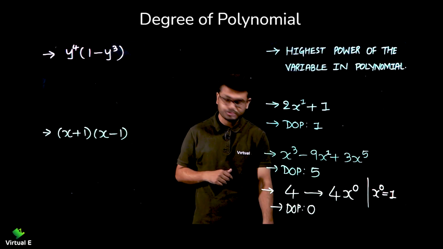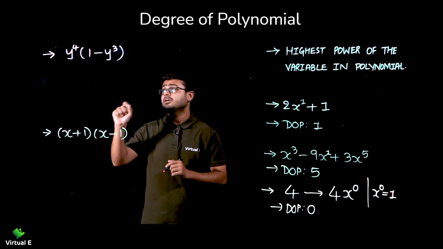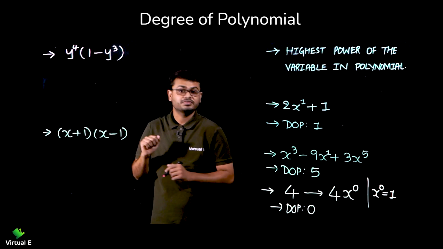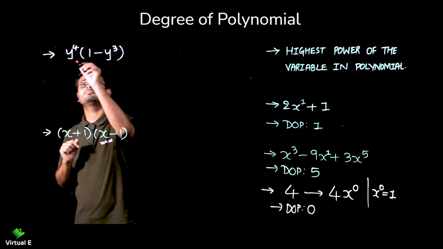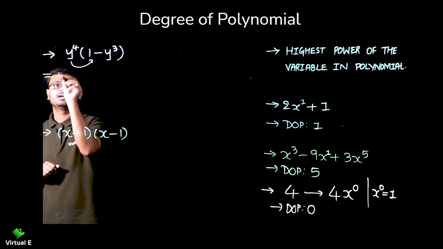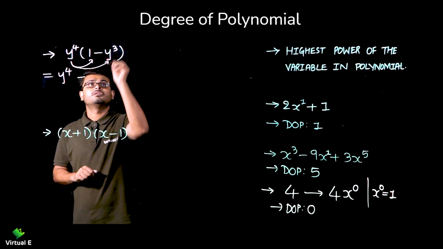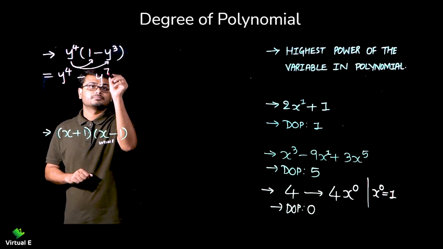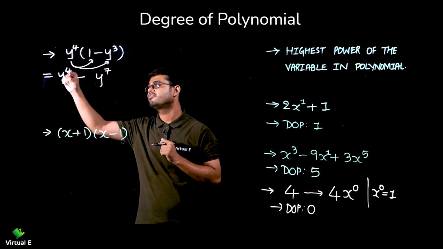Let's discuss the next question. Here, y raised to 4 into 1 minus y raised to 3. Remember, whenever you have something like this, rather than directly judging that the degree of polynomial is 4, simplify first. Always simplify first, right? So let's start with simplification. First, I will be multiplying y raised to 4 with 1. So that is y raised to 4 minus y raised to 4 into y raised to 3. That is y raised to 4 plus 3, that is 7. Now see, there are two powers over here, 4 and 7.